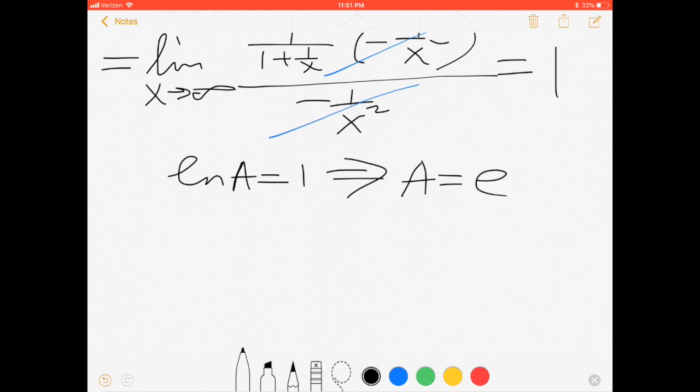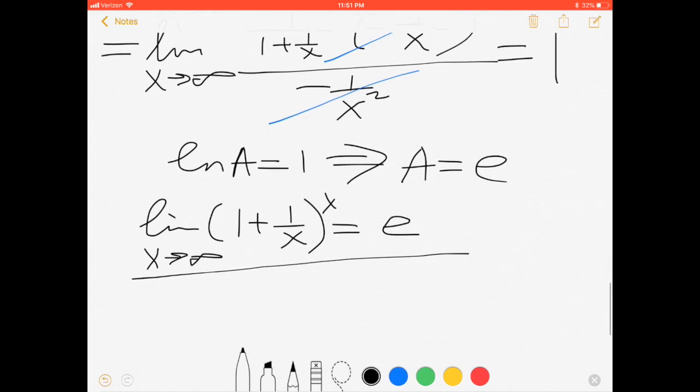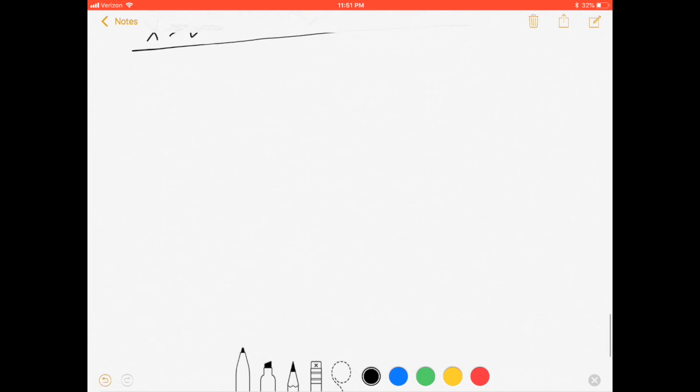And now we remember what a is: the limit of (1 plus 1 over x) to the power x, x approaching infinity. This is exactly our e. Okay, great, we finally solved this problem. Okay, one more example.